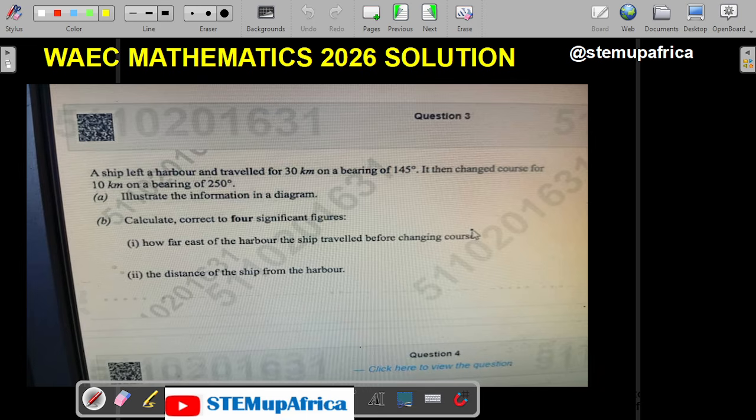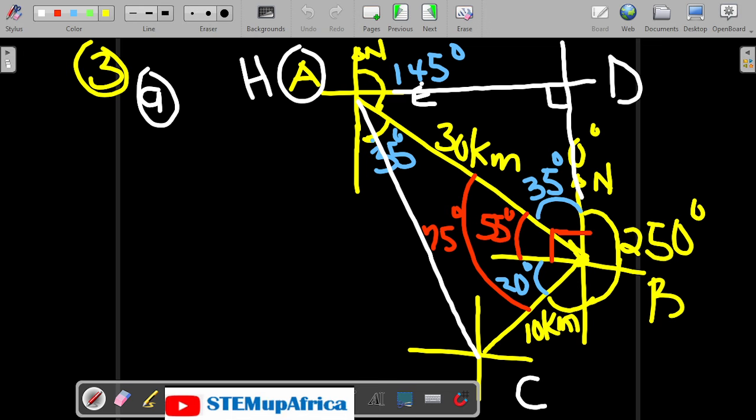So let's check B Roman figure 2. Find the distance of the ship from the harbor. So where is the ship now? The ship is at point C. Where is the distance of the ship from H? So I will consider figure ABC. That means to find the distance from A to C, I will use the cosine rule. We are going to apply the cosine rule. So let's go with B Roman figure 2.